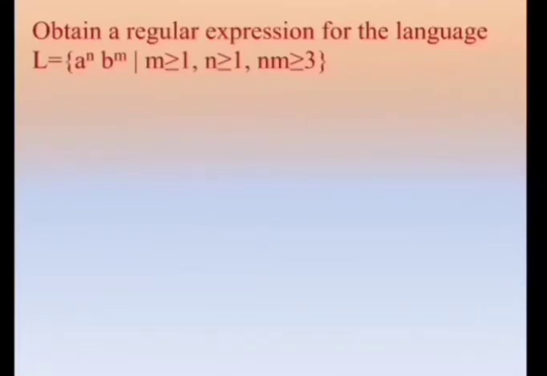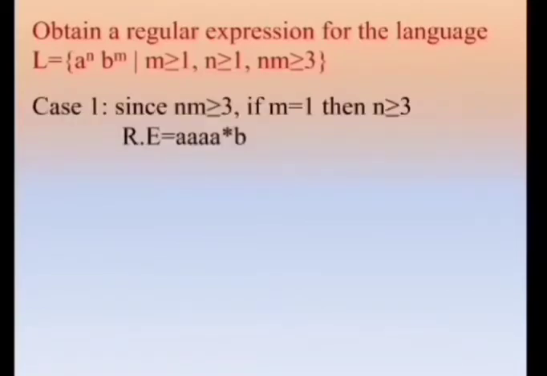obtain a regular expression for the language L is equal to a to the power n b to the power m where m greater than or equal to 1 and n greater than or equal to 1 and n into m greater than or equal to 3. m greater than or equal to 1 means minimum there should be 1 b in the string, and n greater than or equal to 1 means there should be minimum 1 a in the string. n into m greater than or equal to 3 means the length of the string should be more than or equal to 3. So we have three possible cases.